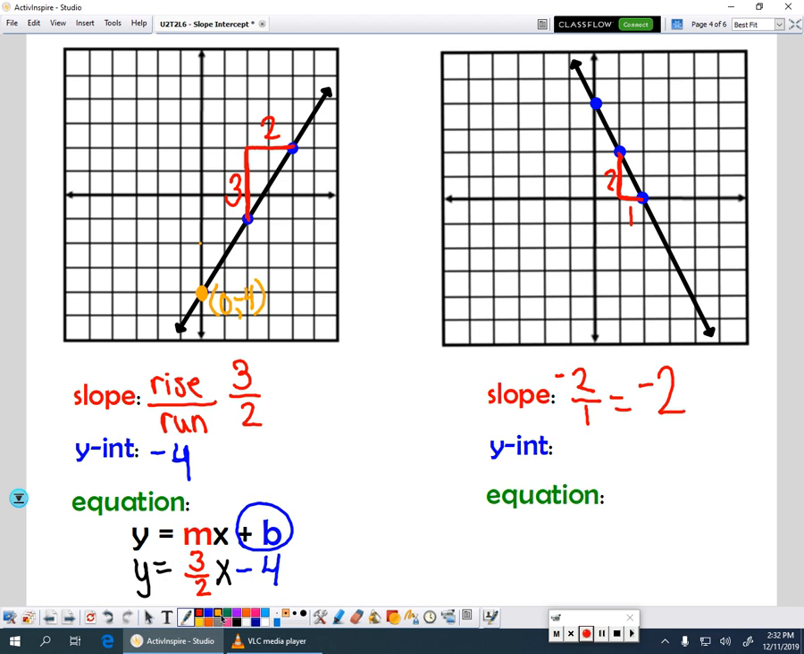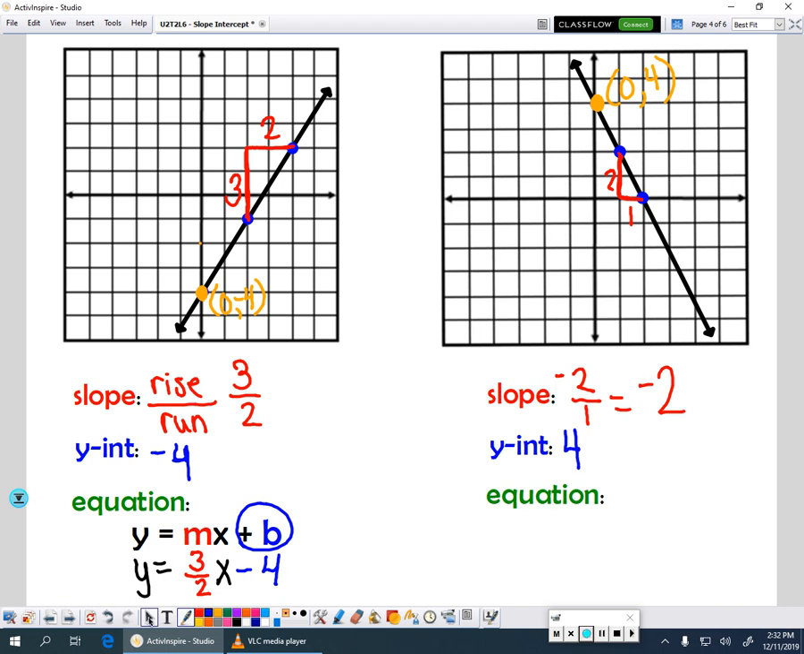Next, we want our y-intercept, our place where we cross the y-axis, which is right here. If I count that up, remember this ordered pair would be (0, 4), but I only care about the y value of that, so my y-intercept is going to be 4.